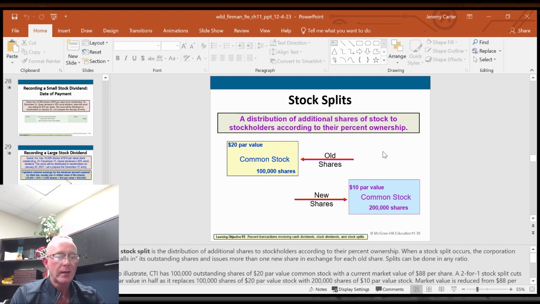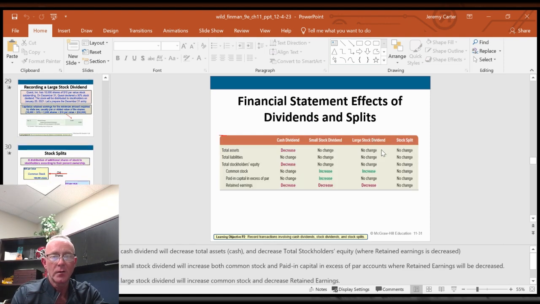This has happened several times. Amazon's done this several times, IBM, to create more shares in the market, but the value is less, and that's all we're going to do. We're just going to split the number of shares. The total value in the market is the same. All right. So nothing changes, okay? Nothing changes in a stock split.